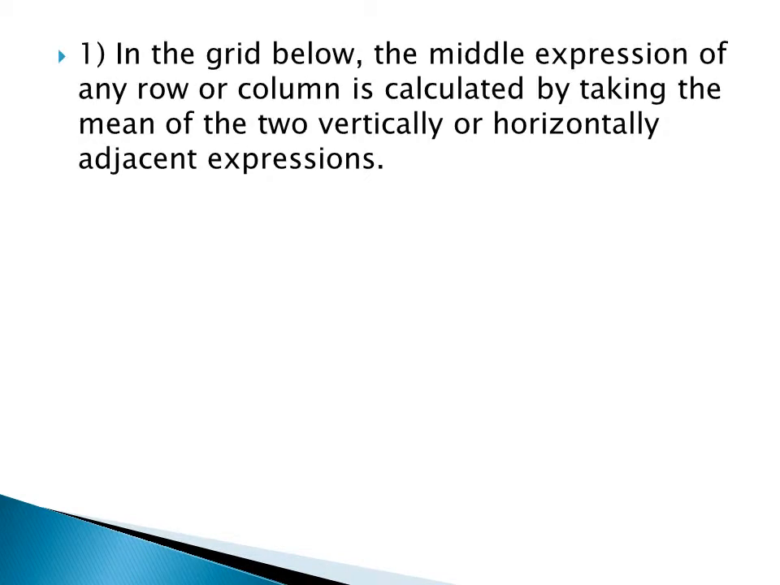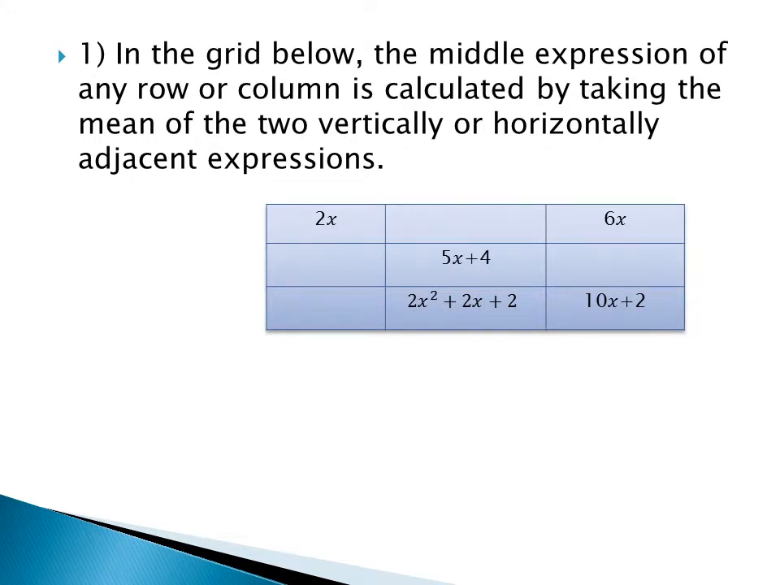Question 1. In the grid below, the middle expression of any row or column is calculated by taking the mean of the two vertically or horizontally adjacent expressions. This is the table. Pass on the positive value of x.